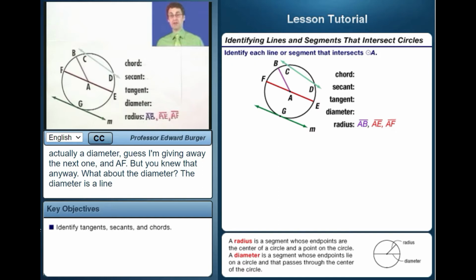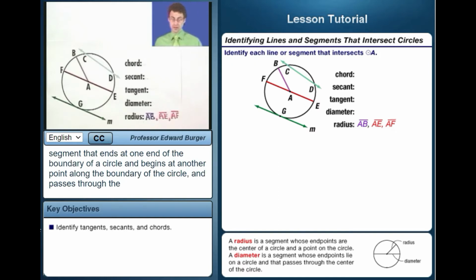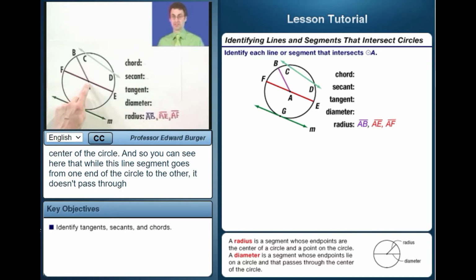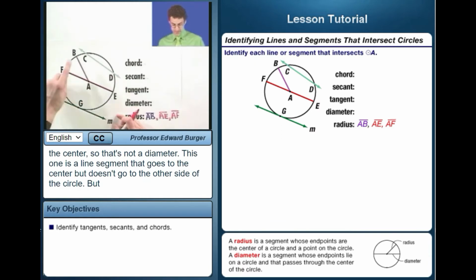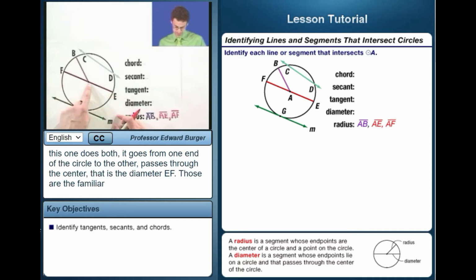What about the diameter? Well, a diameter is a line segment that ends at one end of the boundary of the circle and begins at another point along the boundary of the circle and passes through the center of the circle. And so you can see here that while this is a line segment that goes from one end of the circle to the other, it doesn't pass through the center. So that's not a diameter. This one is a line segment that goes to the center but doesn't go to the other side of the circle. But this one does both. Goes from one end of the circle to the other, passes through the center. That is a diameter, EF. So those are the familiar ones.